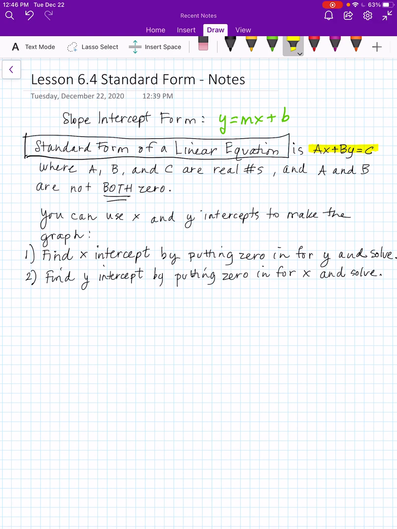And a and b are not, let me underline not, both 0. Because if you had 0 here and 0 here, you would have 0 equal to c, which is a number. And can you have 0 equal to 3? Nope, can't do. So that's why a and b cannot both be 0.